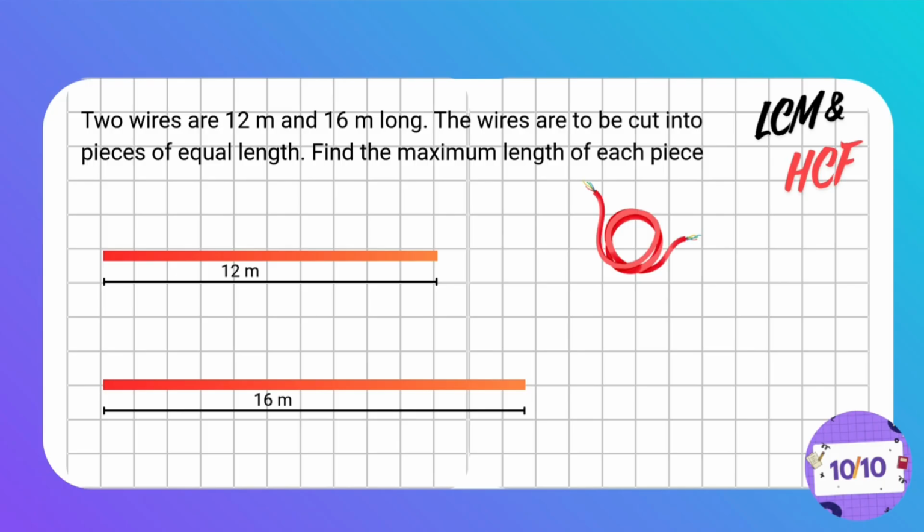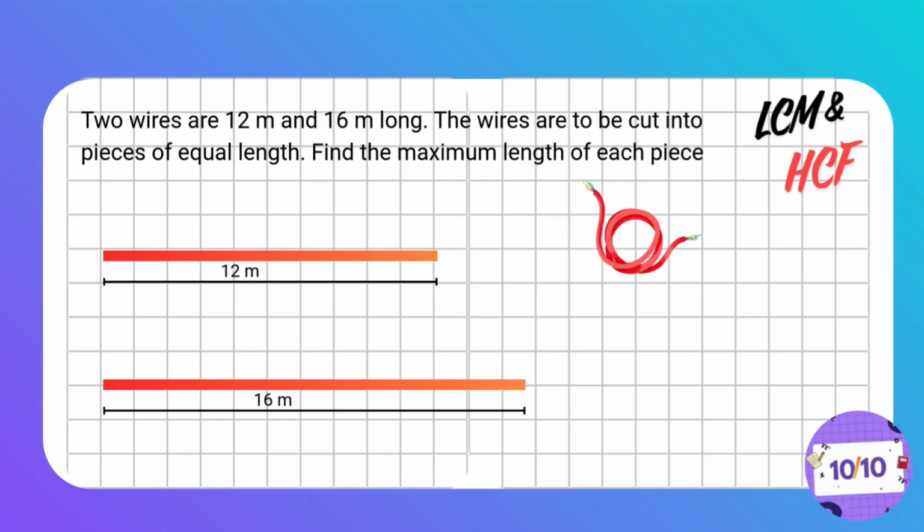Okay, two wires: one is 12 meters long and the other is 16 meters long. Okay, we are happy. And now we need to know what we have to do with these wires. The wires are to be cut. We have to cut the wires into pieces of equal length. That means we have to divide each wire. And what is the condition?